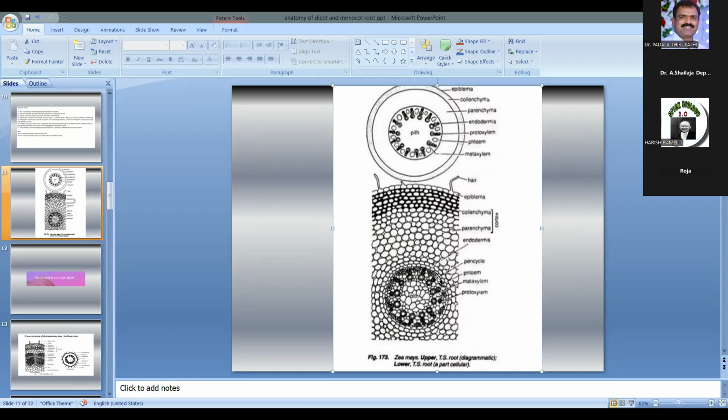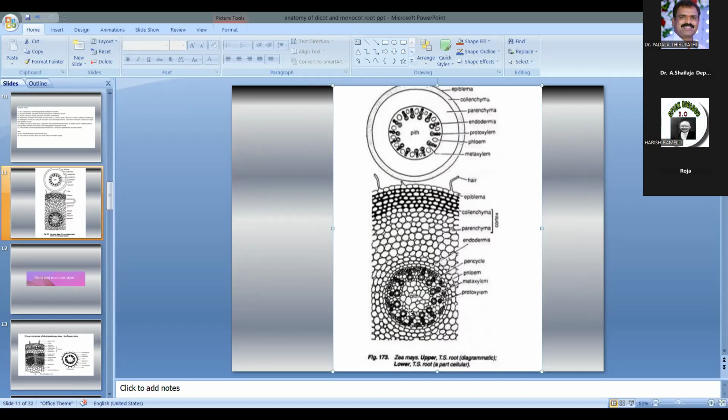So what are the salient features of the monocot root? Mainly, the xylem groups are numerous, polyarch in condition, and generally vary from 12 to 20. That is the specialization of the monocot root. The pericycle gives rise to lateral roots only. The pith is well developed. Okay, the center part is filled with the pith.